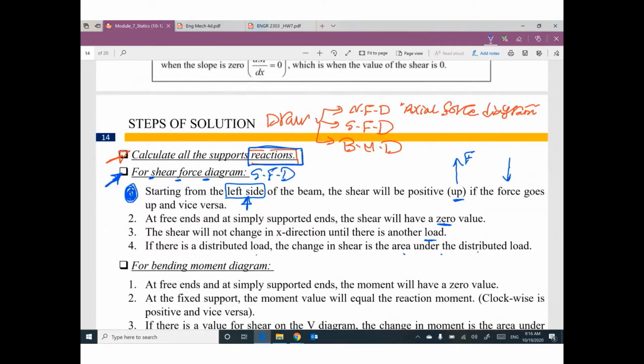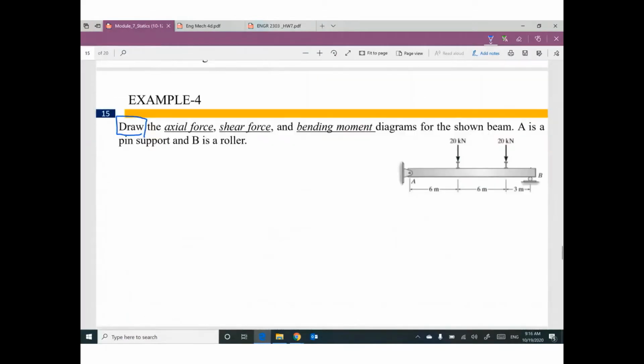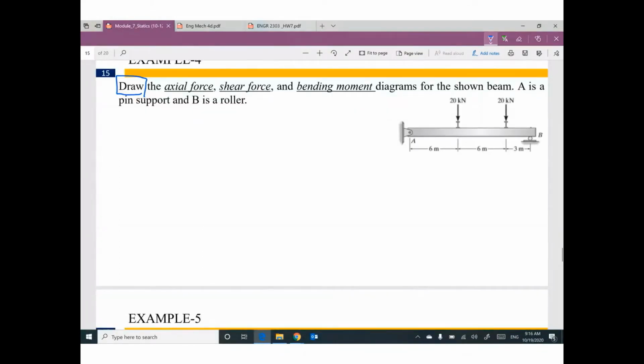Reactions. Module number 5, reactions. So regardless, you can draw or you cannot, the first step is reactions. A is a pin support, so we have 2 reactions: one vertical, YA, and one horizontal, XA. B is a roller, so we have only one reaction, YB.